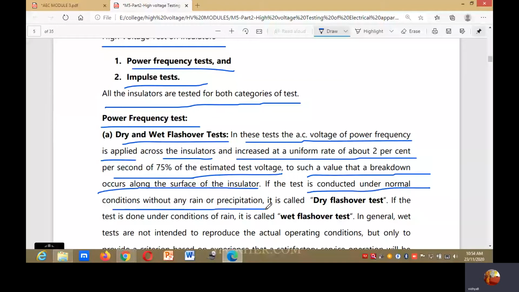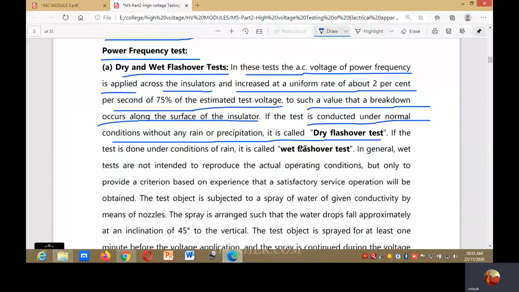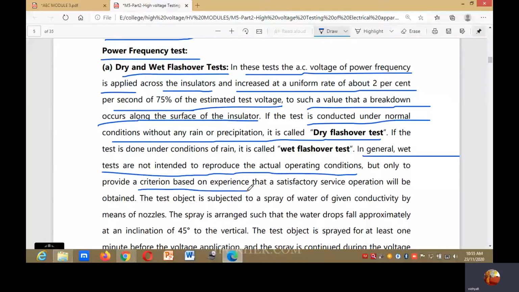If the test is conducted under normal conditions without any rain or precipitation, it is called a dry flashover test. If the test is done under conditions of rain, it is called a wet flashover test. In general, wet tests are not intended to reproduce the actual operating conditions, but only to provide a criterion based on experience that a satisfactory operation is possible.